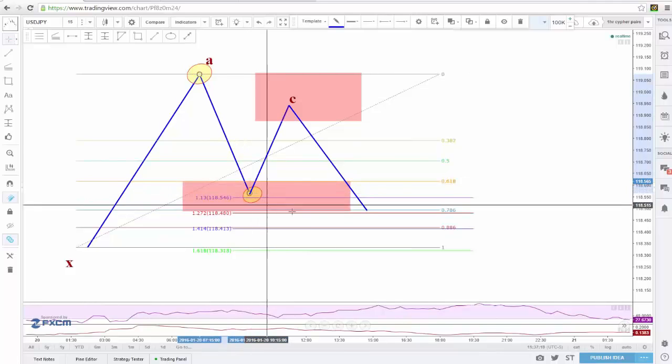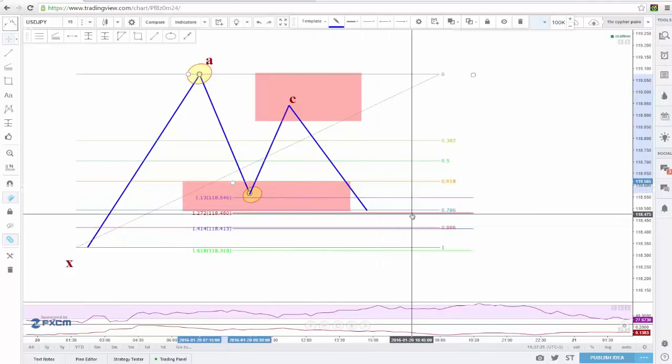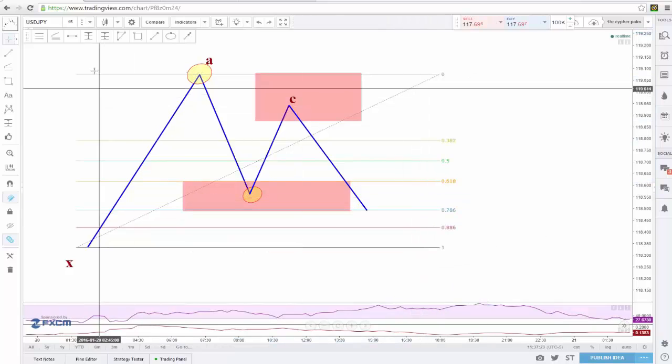bring this B leg down a little further. So if those two are far away, we've already got our 786.